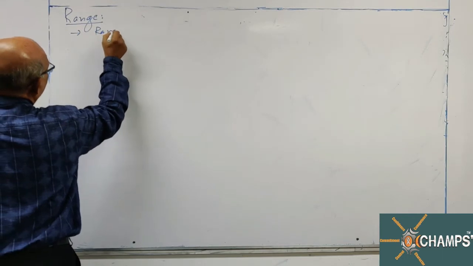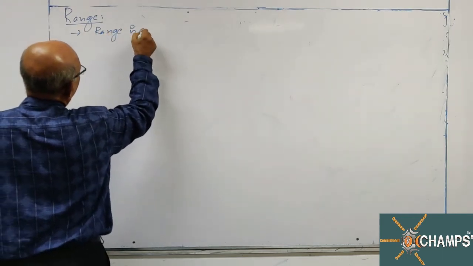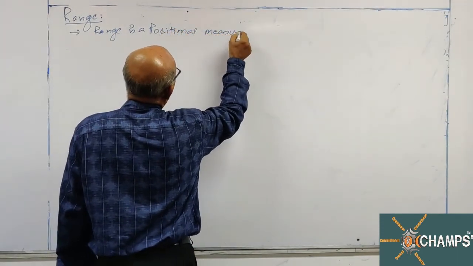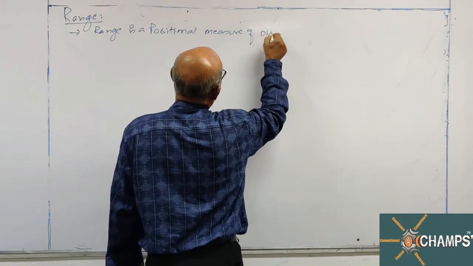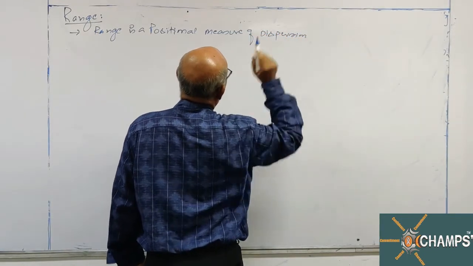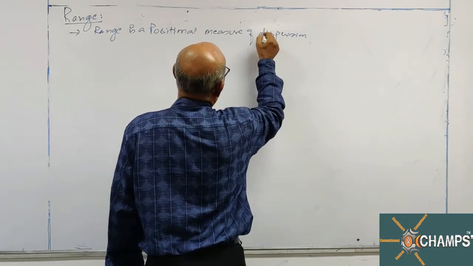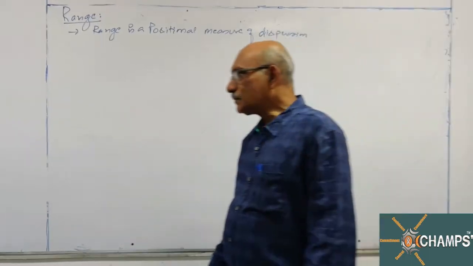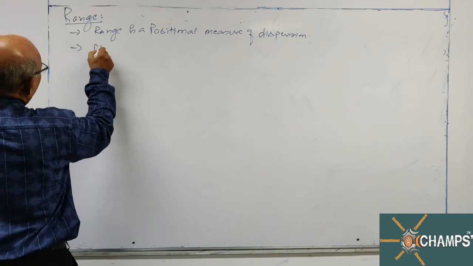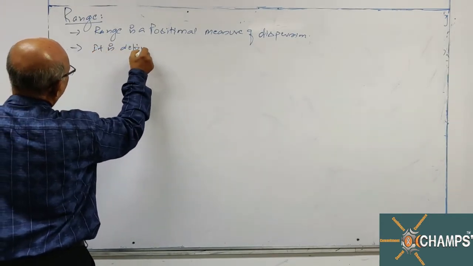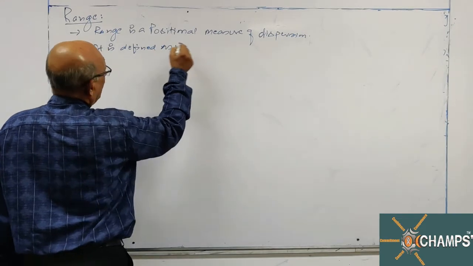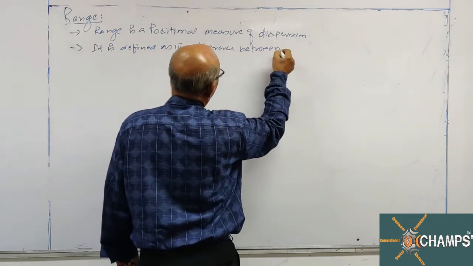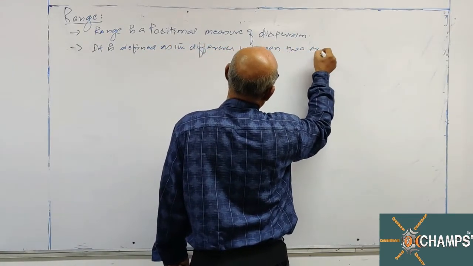Range is a positional measure of dispersion. It is defined as the difference between two extreme observations.